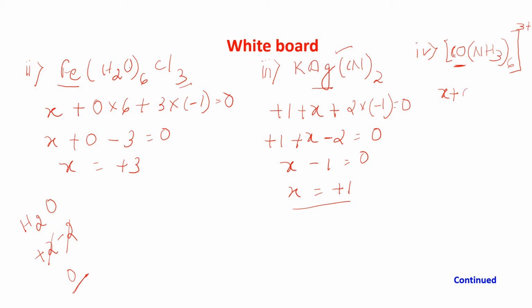So it will be 0 into 6 equals plus 3. The charge is plus 3 for the whole compound. So X plus 0 equals plus 3. X equals plus 3. So the oxidation number of cobalt in this compound is plus 3. Okay. So like that you have to find out the oxidation number of a particular element in a compound. And these all are very important.